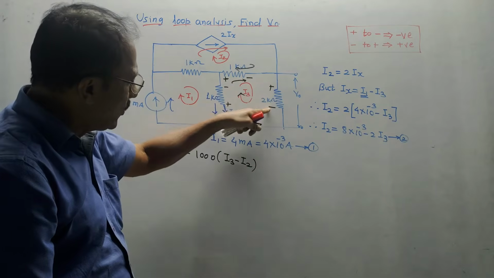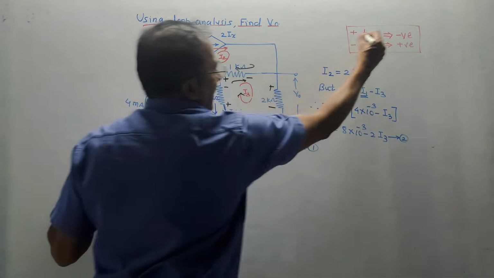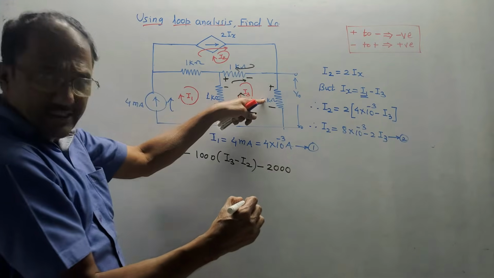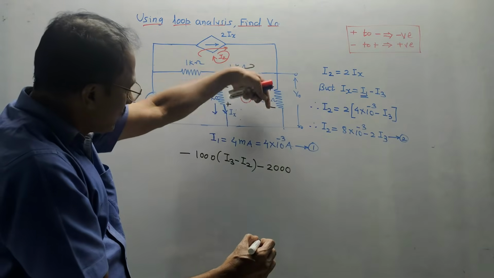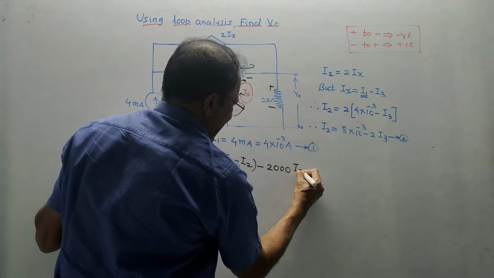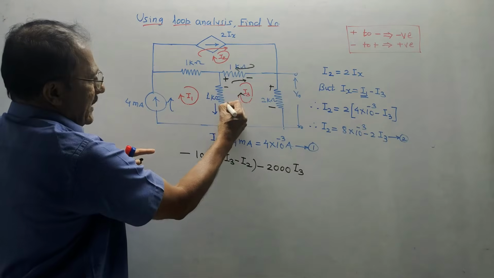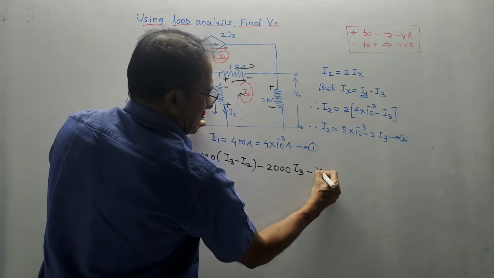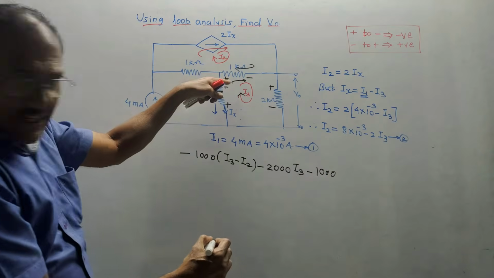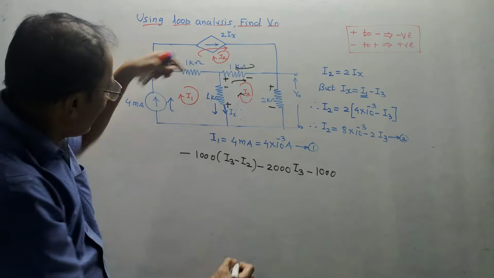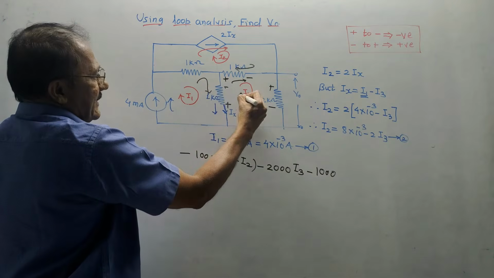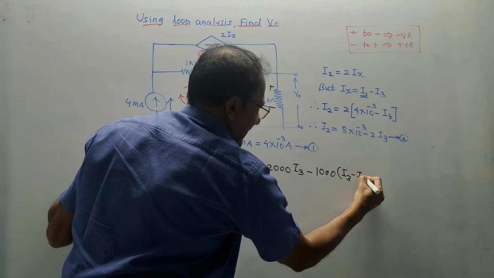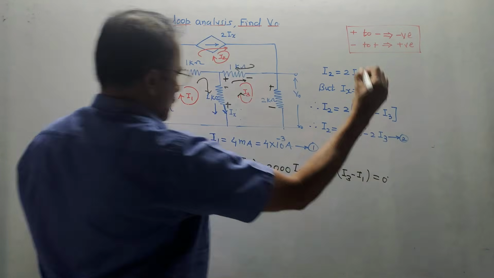Then for this 2 kilo ohm, it is plus minus. Plus to minus is minus sign. Minus, value of resistance 2 kilo ohm means 2000, and the current flowing through this is only I3. Then come back to this. Again plus to minus is minus sign. Minus, value of resistance is 1000. Through this branch, two currents are moving, I3 and I1. I3 is upward, I1 is downward. So I will write it as I3 minus I1 equals 0.